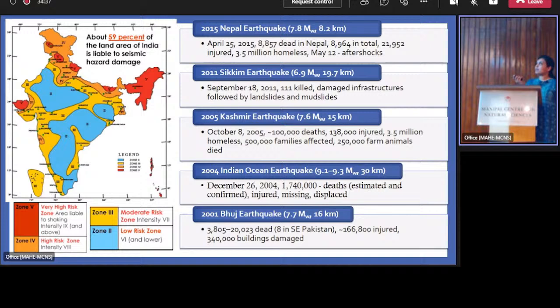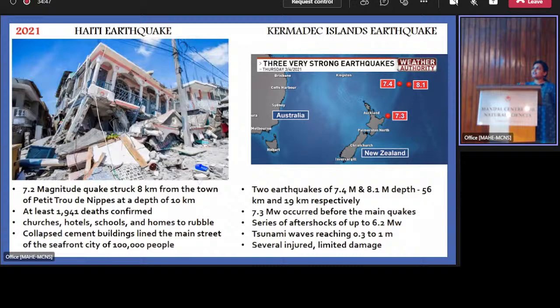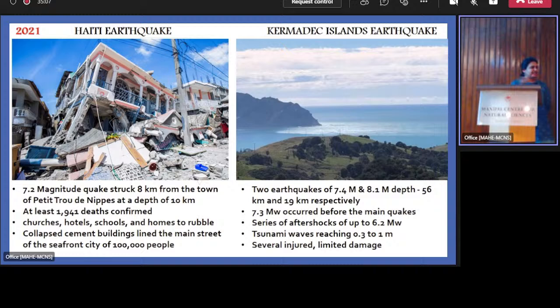In 2021, two earthquake events happened in Haiti and in the Bermuda Islands. Here, the disasters were very bad, and at least more than 1,900 deaths were confirmed. While over 3 high magnitude earthquakes happened in the Oceania region, the injuries were very minimal. There was very little damage because they had already prepared themselves from the tsunami. These are the tsunami waves which were coming towards New Zealand and were caught.